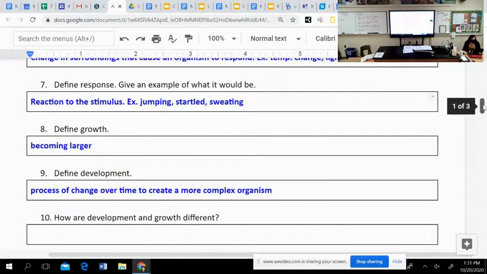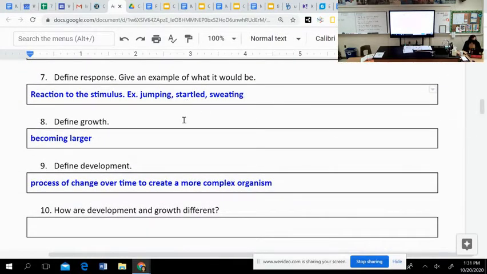Then you needed to define growth, which is just becoming bigger, becoming larger, and then development is that process of change over time to create a more complex organism. Okay, this is like you're gaining more knowledge, you have more understanding, you have more skills on how to complete a task or function as an organism.